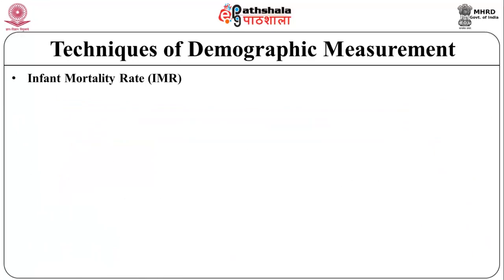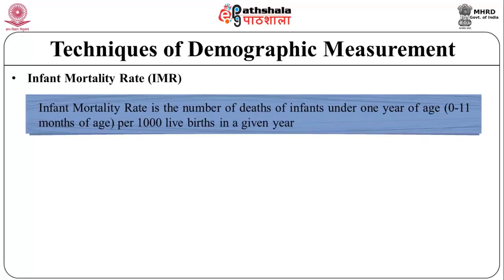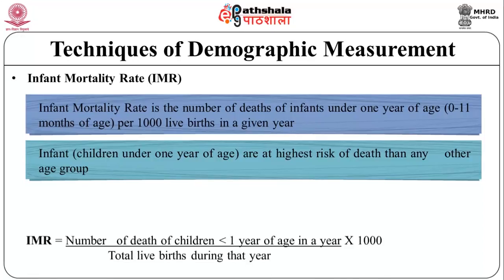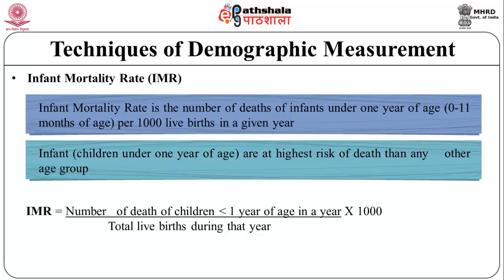The next is infant mortality rate or IMR. Infant mortality rate is the number of deaths of infants under 1 year of age, 0 to 1 year or 0 to 12 months, per 1,000 live births in a given year. Now infants or children under 1 year of age are at highest risk of death than any other age group, and this is the formula to calculate IMR or infant mortality rate.